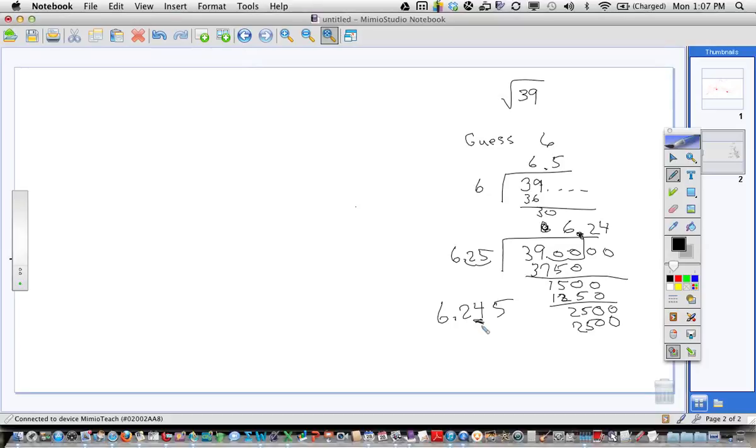6.244 something. But I would feel pretty good that for the square root of 39, I'm at least accurate up to 2 decimal places. It's 6.24 something, because it's got to be between 6.24 and 6.25. That was called the divide and average method. We don't teach that anymore, because we have square roots on our calculators so readily available, it's not really necessary.